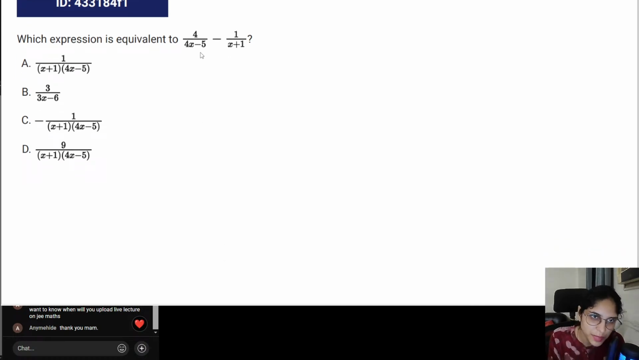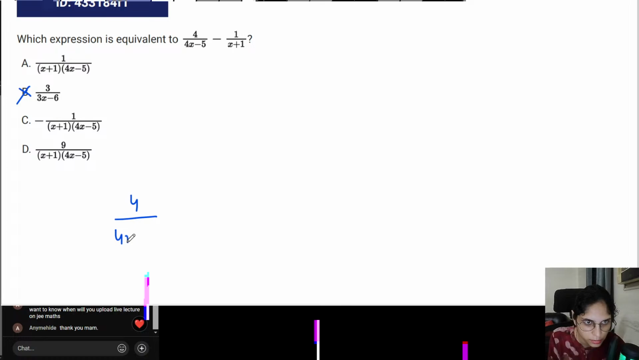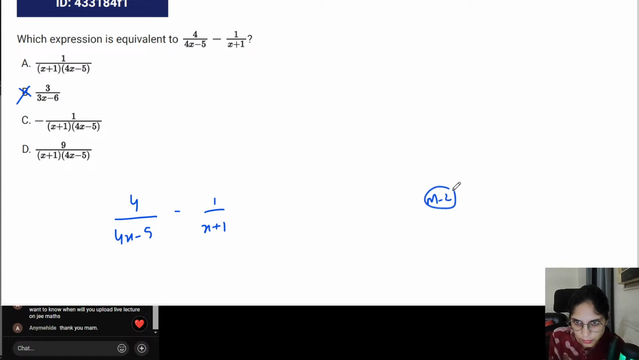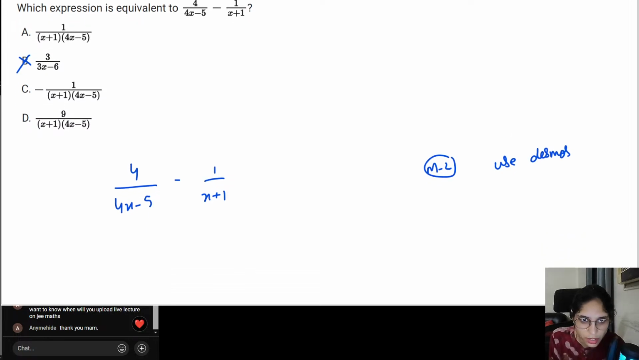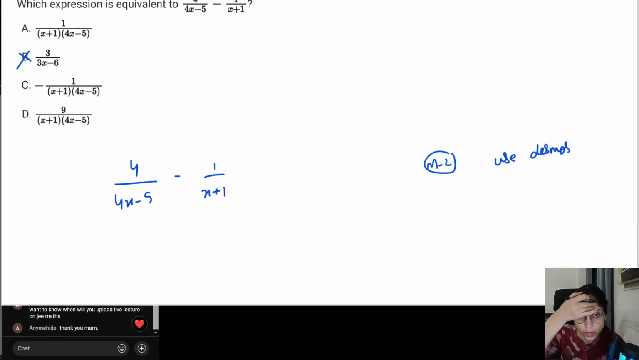Okay, 4x minus 5 we cannot factorize, so it has to be x plus 1 and 4x minus 5 on the bottom, so this is gone. Again, if you want, you can use Desmos as well. Write down the question, write down all the options, whichever graph is overlapping, that's your answer.